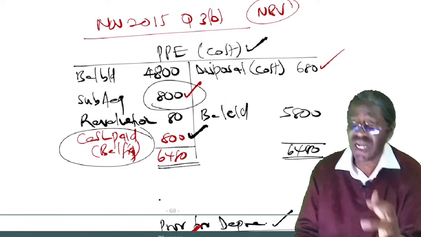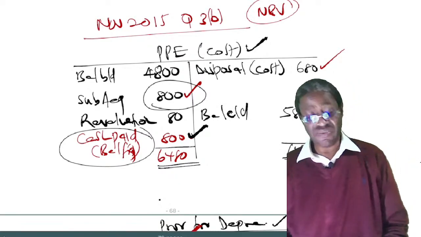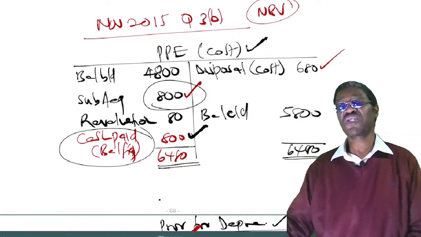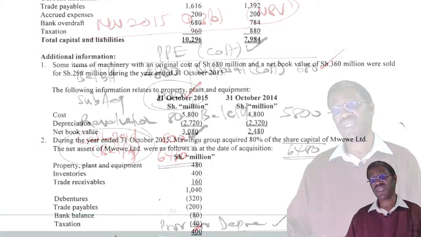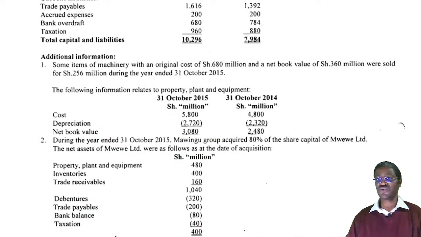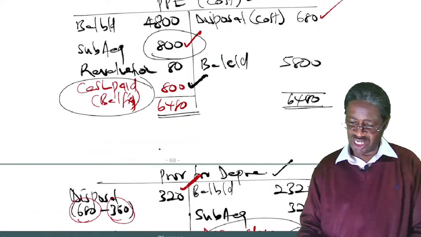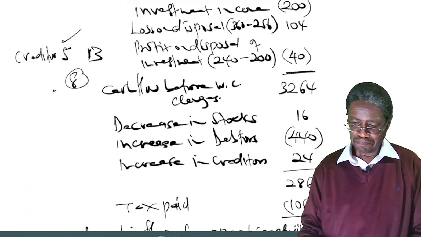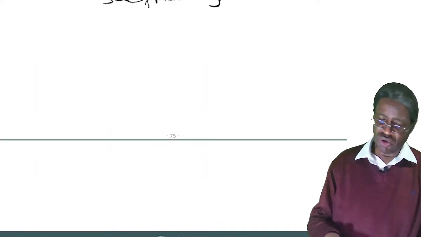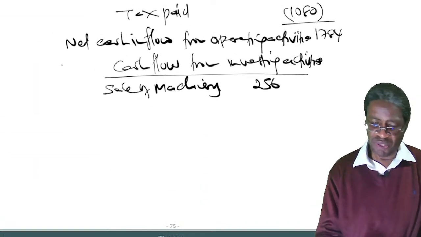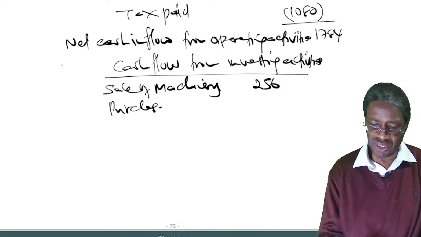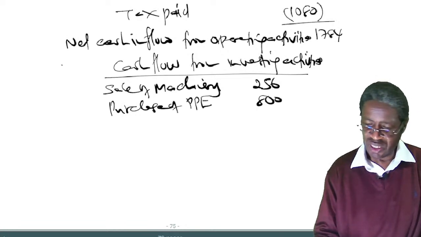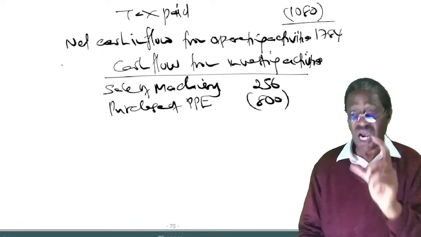So let's use that as an investing activity. Purchase of property, plant, and equipment. Good. Sorry, we want to use it as part of investing. So just come and say a purchase of PPE, property, plant, and equipment. That's 800. That's an outflow.